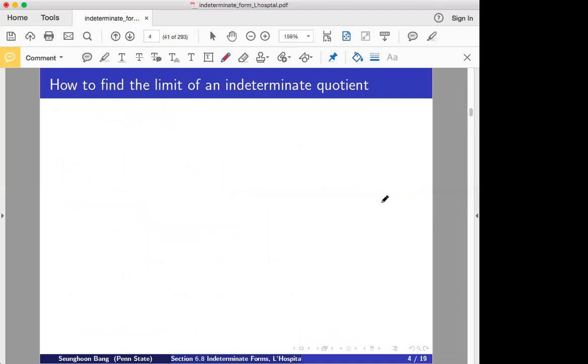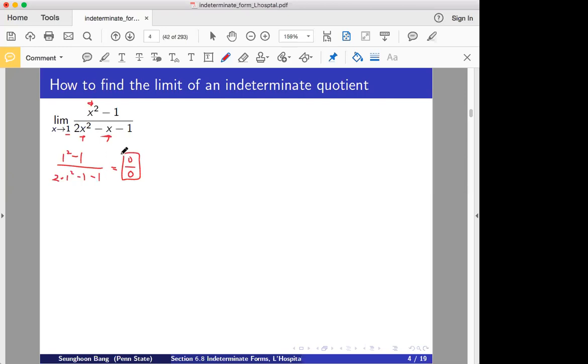The next one, how to find the limit of an indeterminate quotient form. This is one example. You plug 1 into the top one and bottom one. So what's that? 1 squared minus 1 over 2 times 1 squared minus 1 minus 1. Top one is 0. Bottom one is 2 minus 2 is 0. So we have 0 over 0 form.